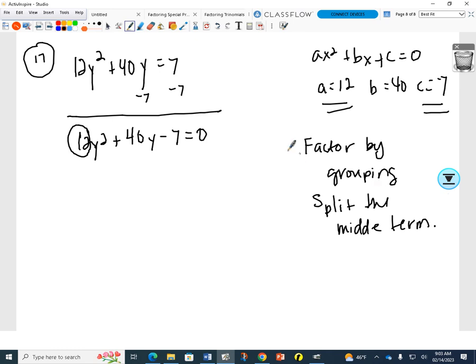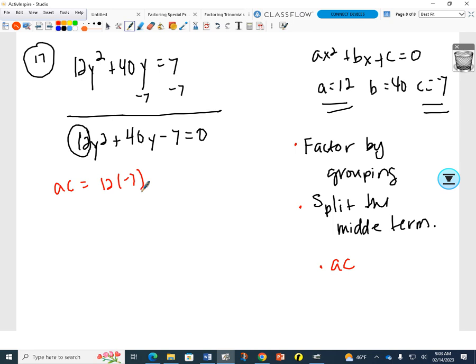Okay. So in order to factor by grouping, we need 4 terms, and we only have 3. So now we have to split the middle term. So splitting the middle term, anybody remember how to do it? Or how to factor by grouping if you get a trinomial? Yes, multiply a times c. So we're going to multiply a times c. So a times c is 12 times negative 7. So a times c is negative 84.